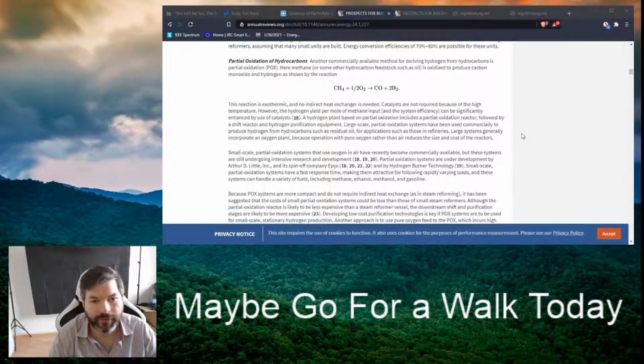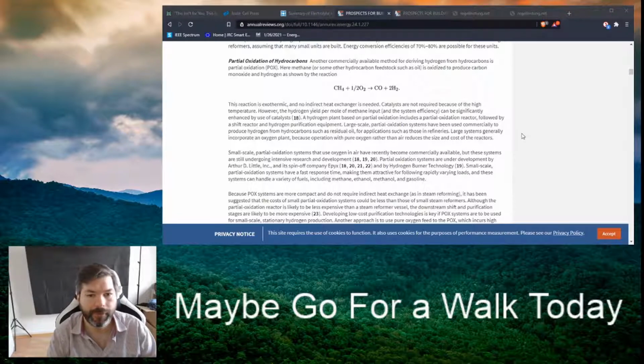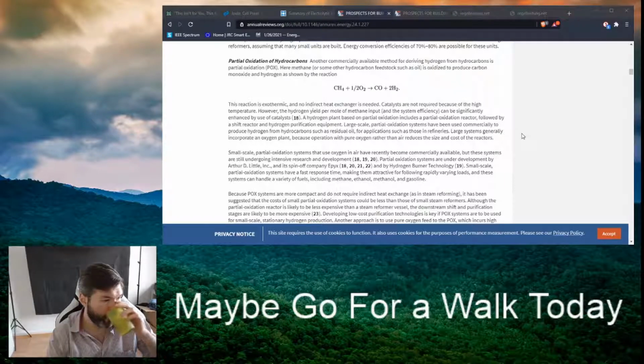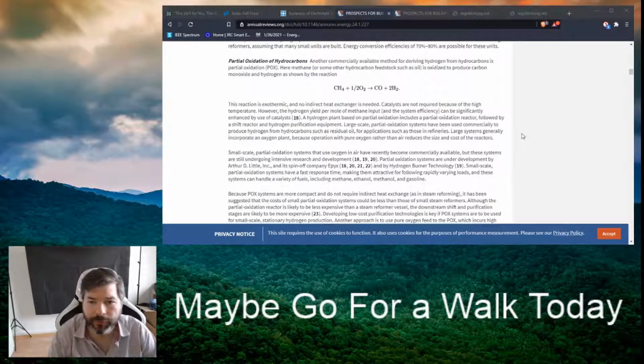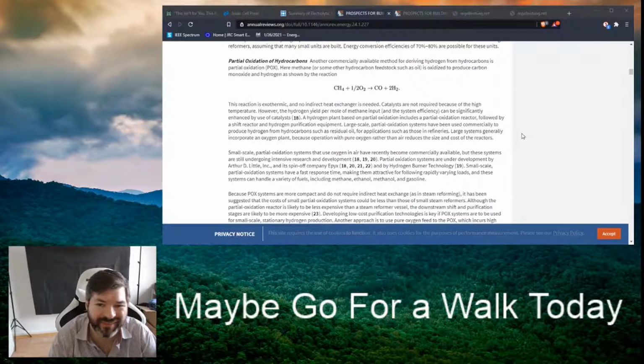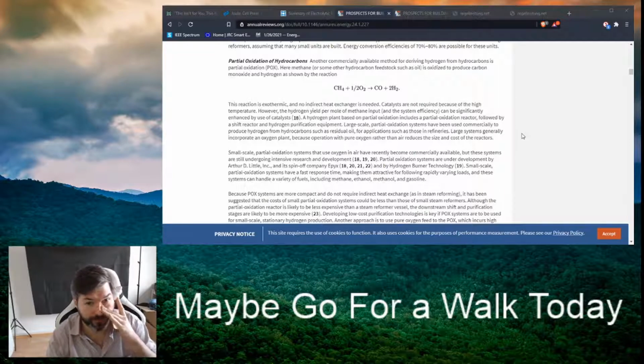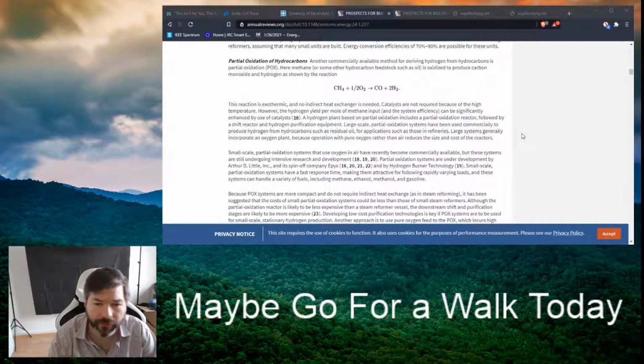Partial oxidation of hydrocarbons. Another commercially available method for deriving hydrogen from hydrocarbons is partial oxidation. Here, methane or some other hydrocarbon feedstock such as oil is oxidized to produce carbon monoxide and hydrogen as shown in the reaction. This reaction is exothermic and no indirect heat exchanger is needed. Catalysts are not required because of the high temperature.